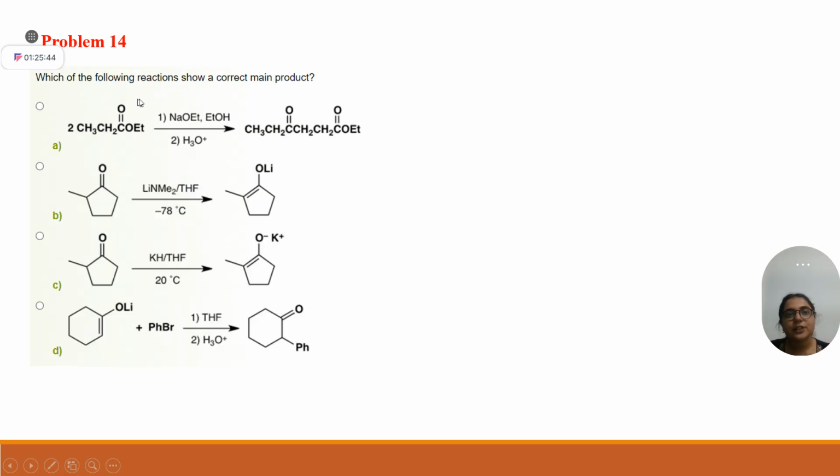Which of the following reactions shows a correct main product? Okay, tell me. Take your time. Before telling this, students, let me clear one thing. Whenever you are having bulky bases, bulky means, let's say it is written LDA, lithium.